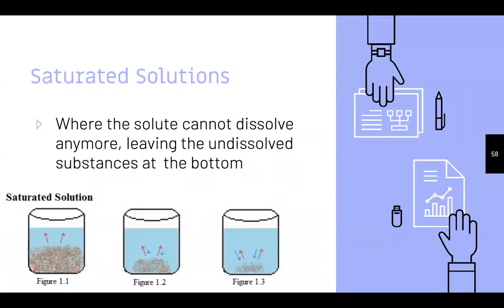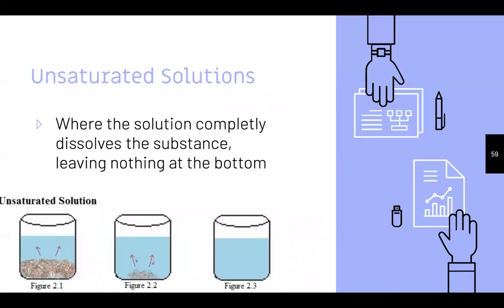Saturated solutions are where the solute cannot dissolve anymore, leaving undissolved substance at the bottom. The bottom shows saturated solutions, and you can see in figure 1.3 that there's still solute at the bottom. Unsaturated solutions would be the opposite, where the solution can completely dissolve the substance, leaving nothing at the bottom. And you can see in figure 2.3 that there is nothing at the bottom.